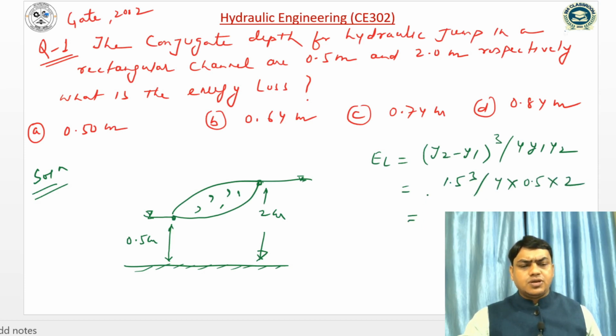So this value will be 1.5 to the power 3 divided by 4 into 1. So it will be 0.84. So D option is correct. The value is 0.84 meter.